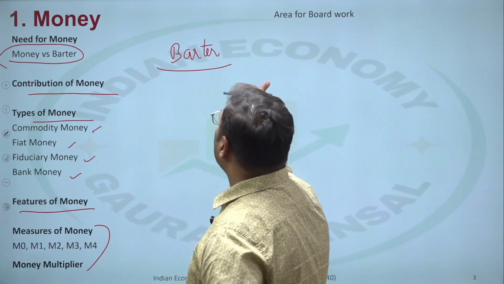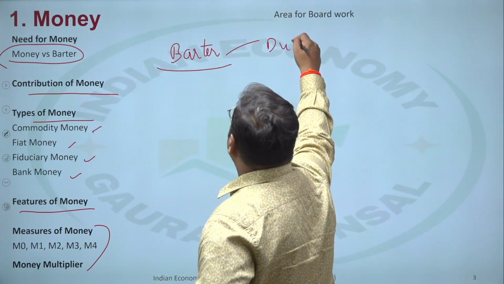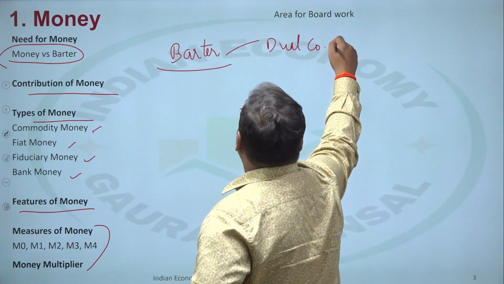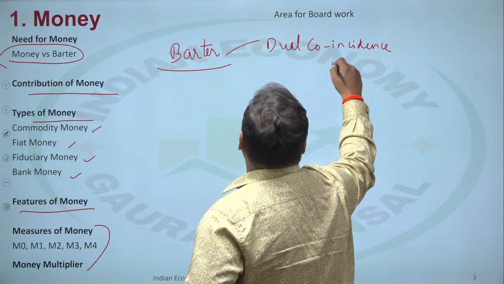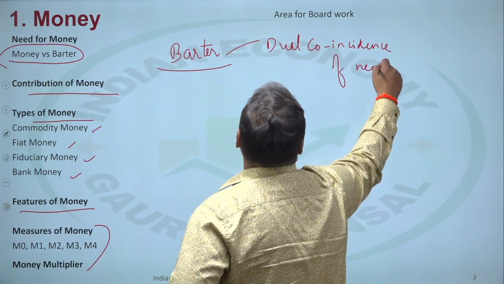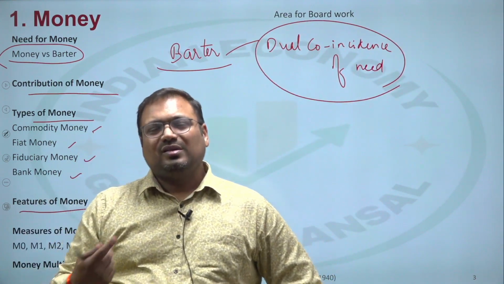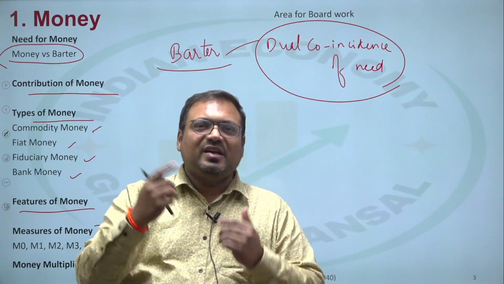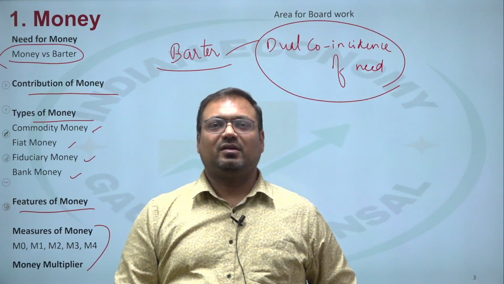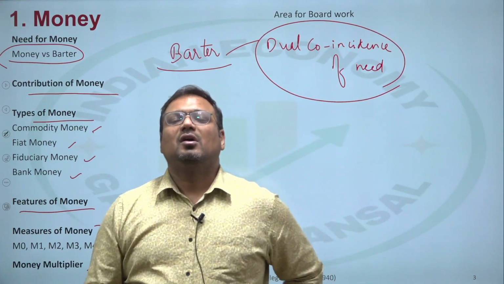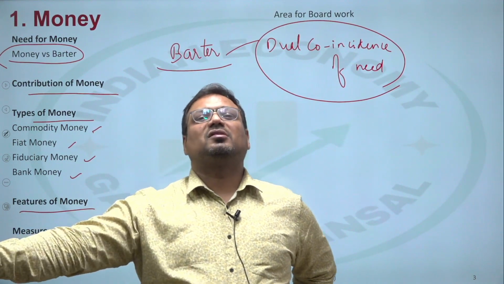Now what is the limitation of barter? The first limitation is dual coincidence of need. If I need to exchange my wheat with someone who makes clothes, then the point is both of us should have need for those products. The other person should also have need for wheat and I should have need for cloth. Otherwise transaction cannot happen. Okay, so this is the problem in the barter.